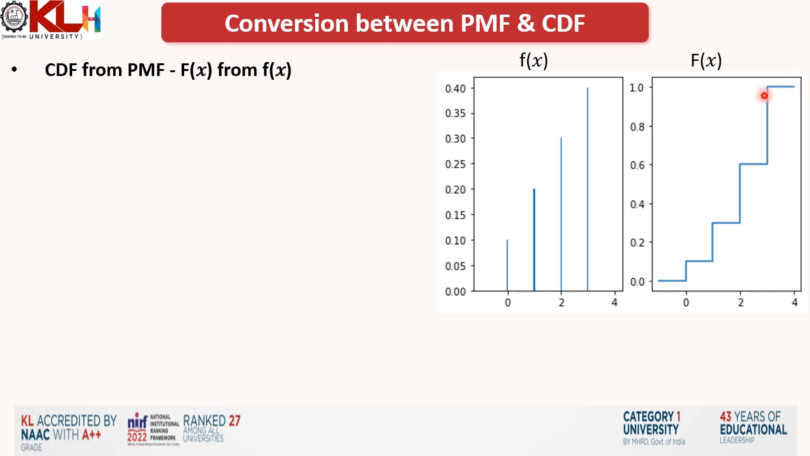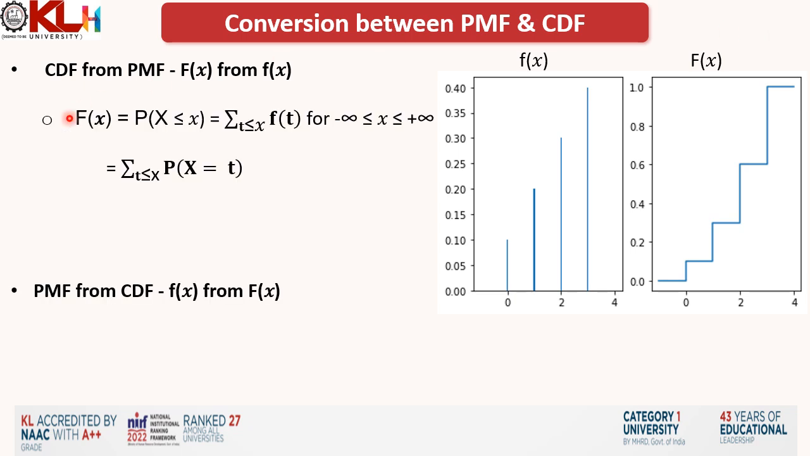So keep in mind that F of x is going to be 1 when it covers all the possible values that a random variable can take. This is straight from the definition. So mathematically, we can write capital F of x, that's the CDF, in terms of the PMF using the summation.